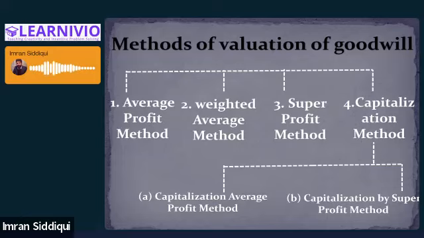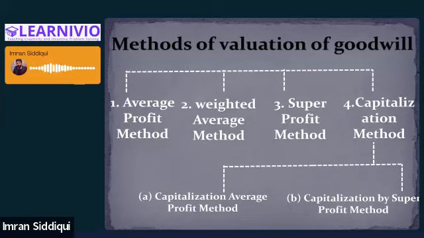In the last class, we were discussing the valuation of goodwill. So we'll continue our class from that point onward. In the last session, before ending, we had discussed the average profit method of finding the value of the goodwill of a firm. Now we'll do a few more questions based on the average profit method only, and after that, we'll talk about the weighted average method.